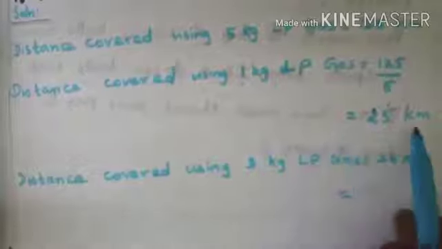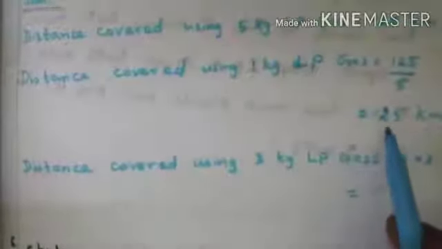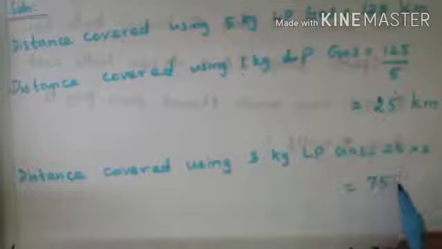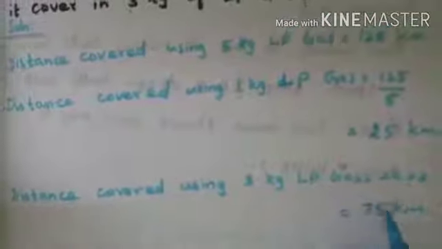So if 1 kg LP gas is used, what distance is covered? 25 km. Now you see, distance covered using 3 kg LP gas is 3 times 25 km. Therefore we have to multiply 25 into 3. 3 5s are 15, 3 2s are 6 and 1 carried makes 7. So 75 km. Distance covered using 3 kg LP gas is equal to 75 km.